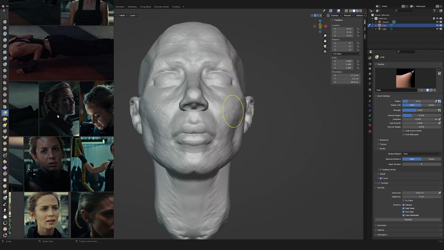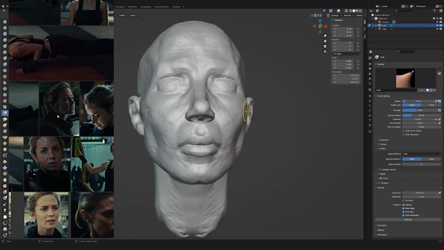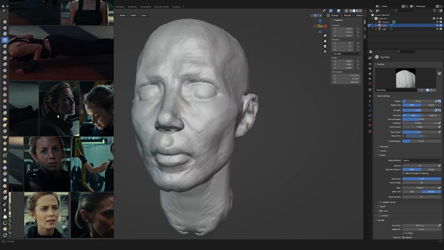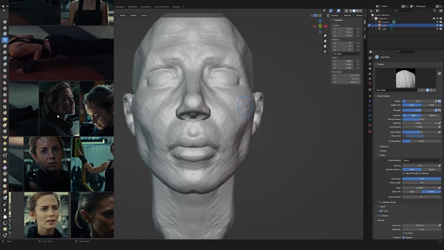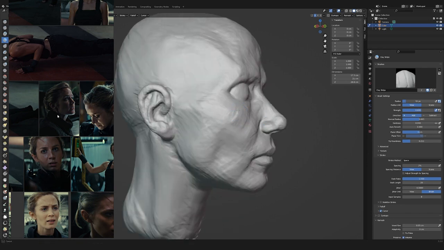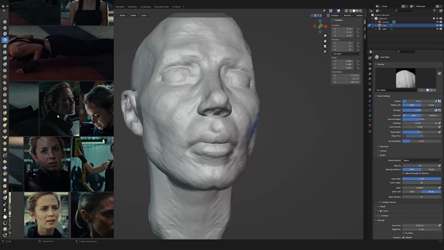And if you are serious about sculpting someone's likeness because you want to make a portfolio piece or something, then spending a few hours to really make sure that you are getting very, very high quality references will really help you to create a much, much better sculpt.